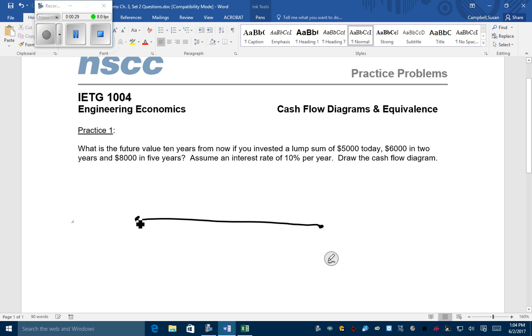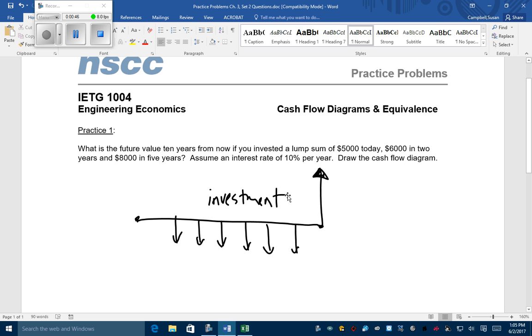I may have a bunch of downward arrows that represent what I'm investing. And then when I want to get my big return, my up arrow is there. So that's sort of an investment type of a scheme represented by a cash flow diagram.